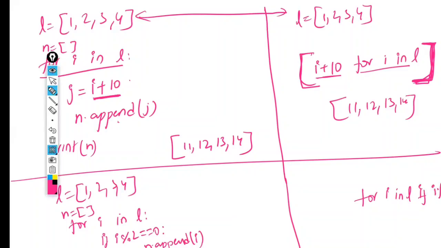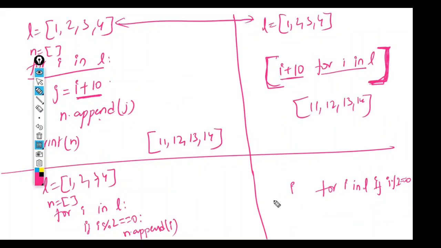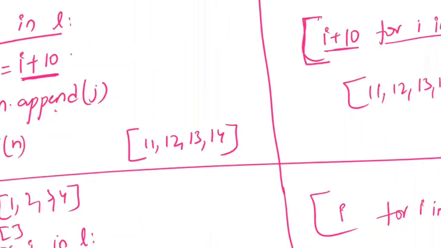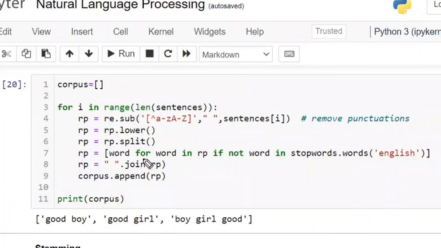If i modulus 2 is equal to 0, then what does it have to do? It has to select that particular i. That particular i it is going to select. This is the list comprehension. Simple. In one line we can write. Whatever output you want, you have to write in the starting, and within the for loop it is going to apply the if condition. Right? The same thing will be done here also.